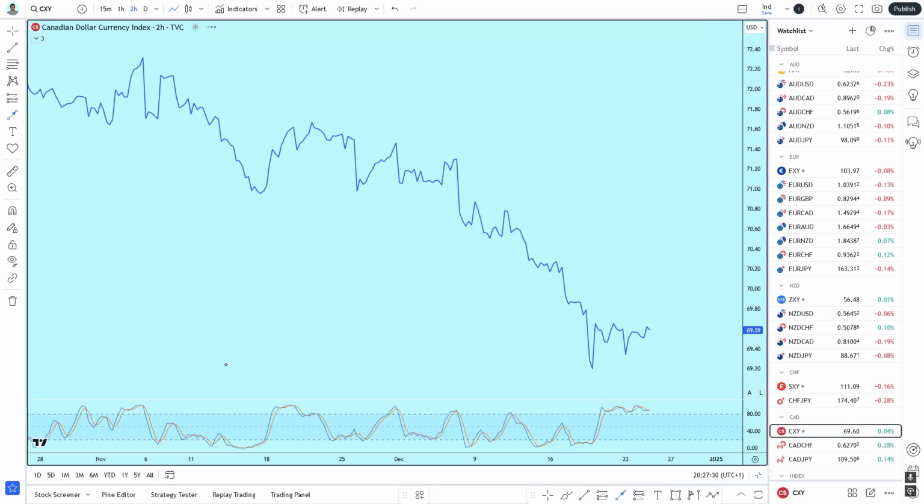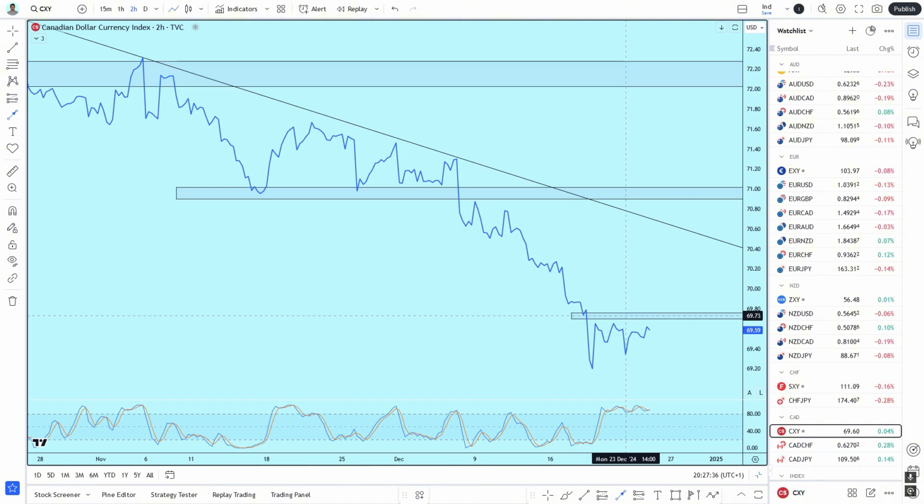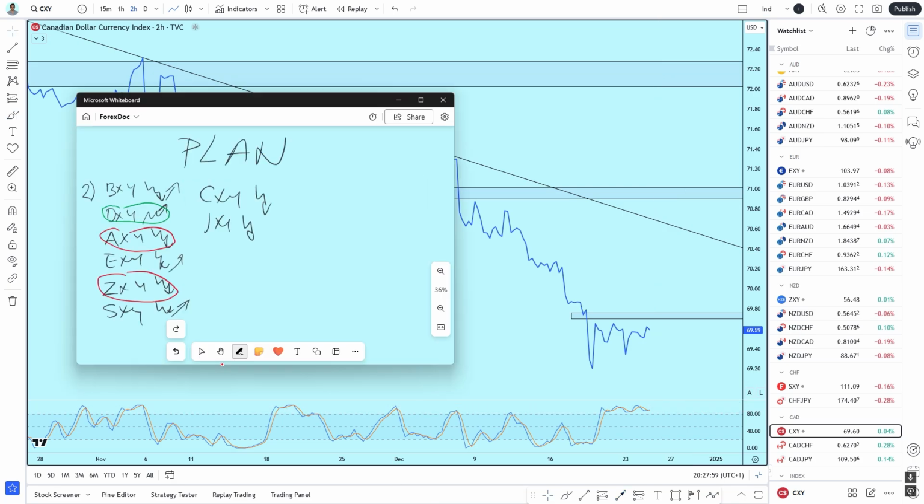Let's check Canadian dollar. Price is even testing this minor resistance zone, and it is actually very reasonable to expect bearish move. We also have stochastic RSI sell indication. So now we can also mark this currency as a very weak currency.